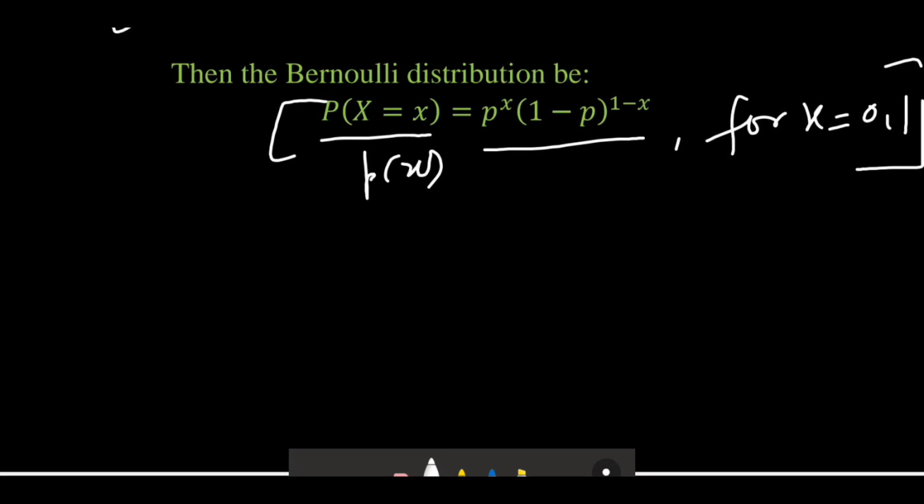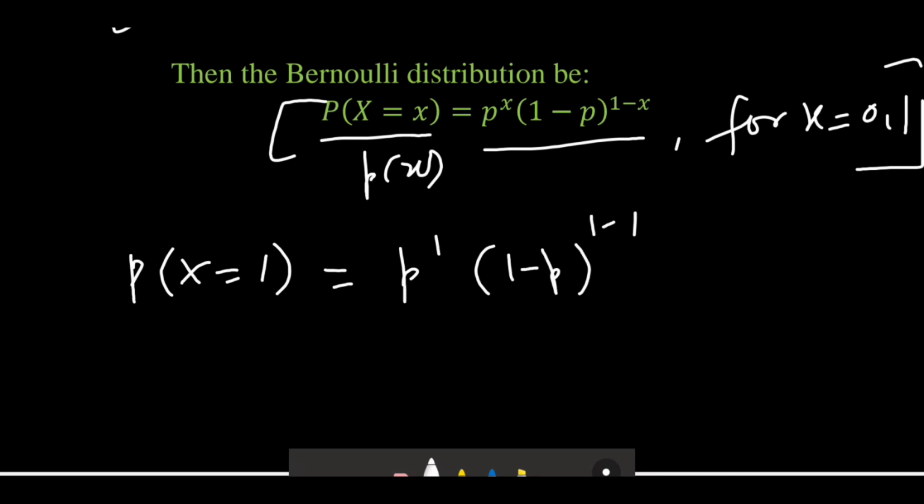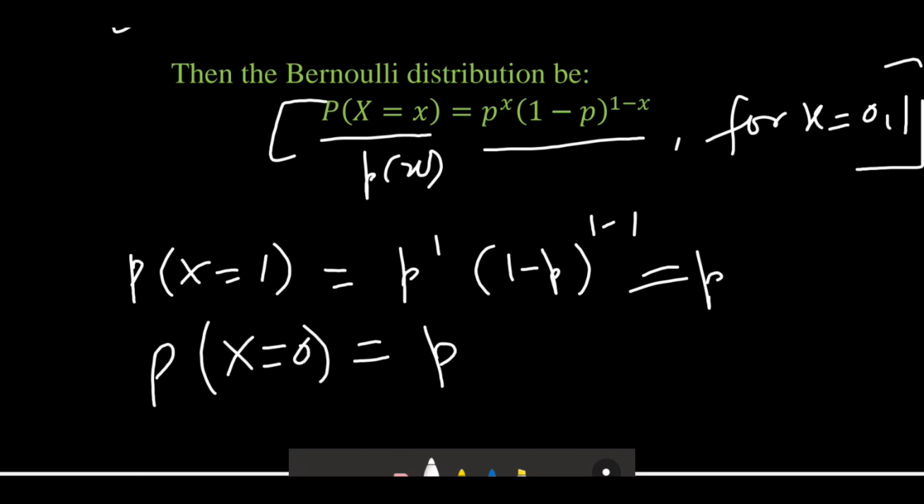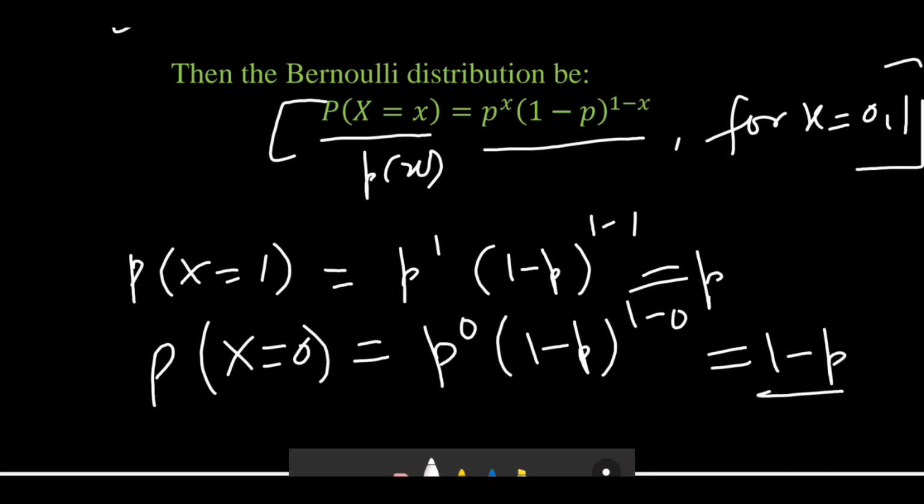Now if we want to write it for the individual values of x, then P of x equals 1 will be P to the power 1 into 1 minus P to the power 1 minus 1, putting the value of x as 1. This will be P. This is the probability of success. And the probability of x equal to 0 equals P to the power 0 into 1 minus P to the power 1 minus 0, which will be 1 minus P. So this is the probability of failure.